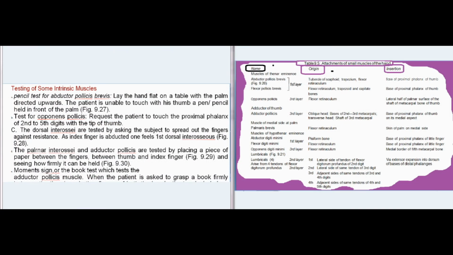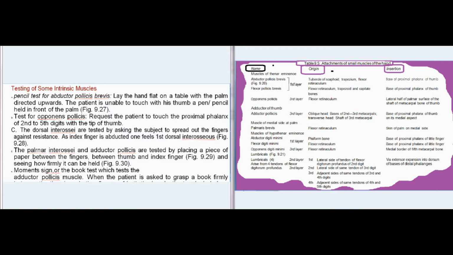Testing of some intrinsic muscles. Pencil test for abductor pollicis brevis. Lay the hand flat on a table with the palm directed upwards. The patient is unable to touch with his thumb a pen or pencil held in front of the palm, Fig 9.27. Test for opponens pollicis.